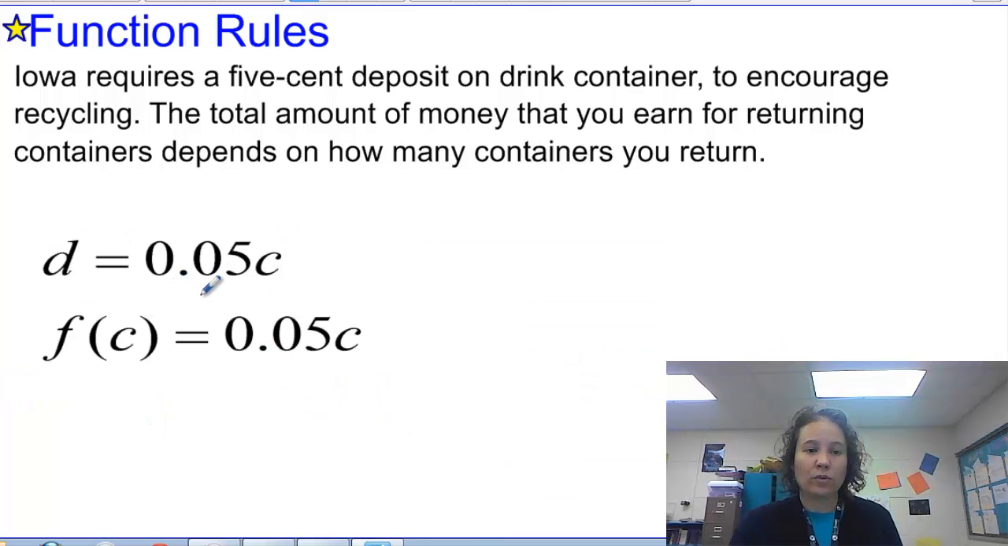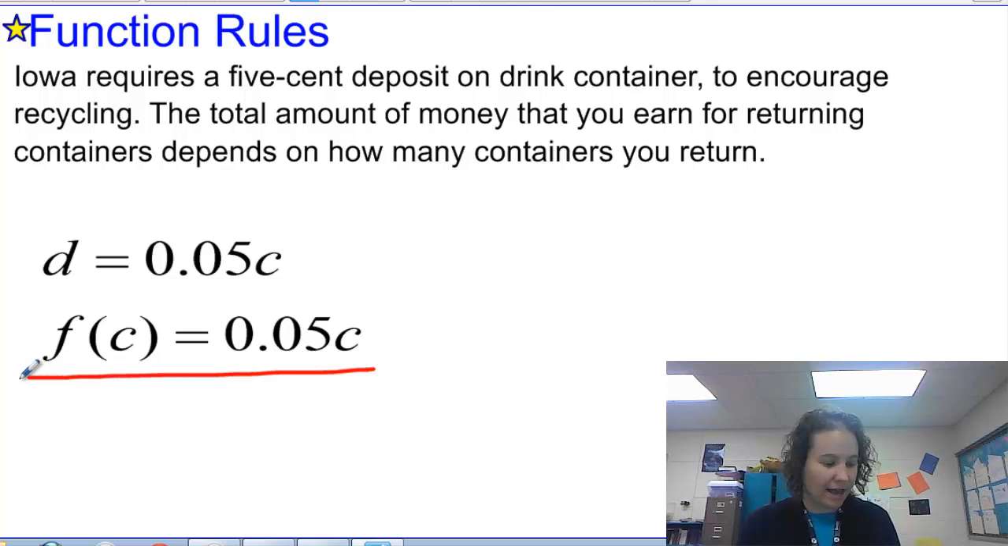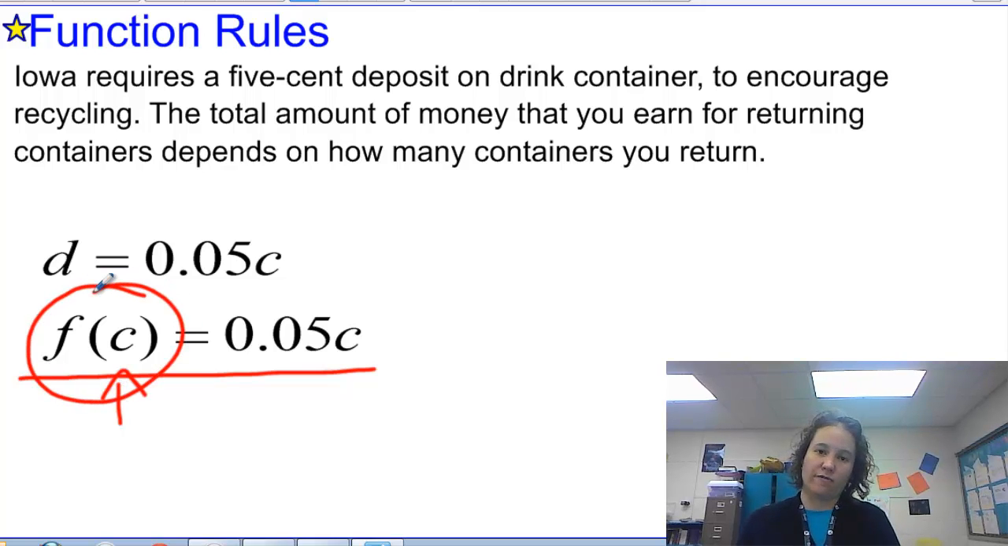Sometimes when we write a function, instead of writing it this way, we're going to write it the bottom way here. This is called function notation, and it just looks a little bit different. This does not mean f times c. We read it as f of c. f of c equals 0.05c. The c here is just telling me this is the input variable. We just don't say what the output variable is. We're using this f of c to represent the output of our function. It's just another way of writing functions and looks a little bit different, but it means the same thing.